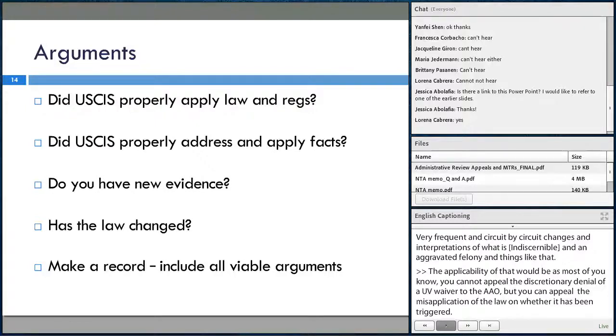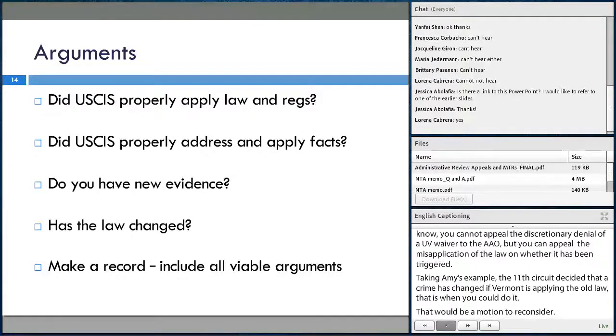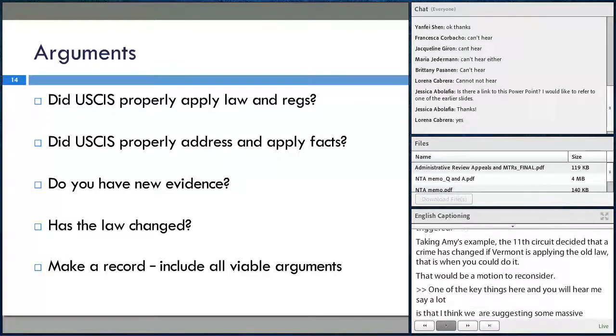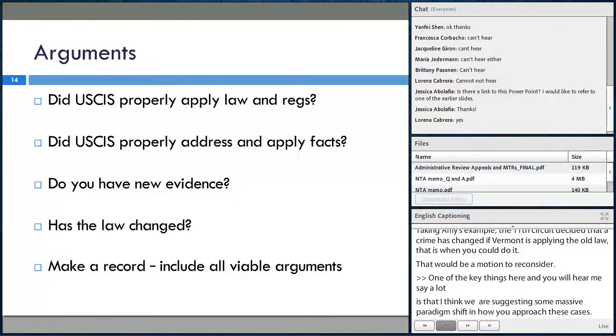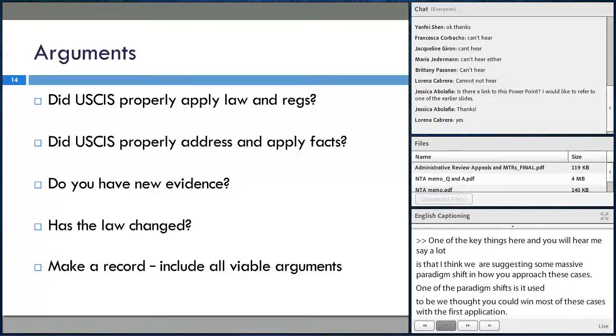Yeah. Okay. And then one of the key things here, which is one of the things you'll hear me say a lot, since some of you have heard me for 20 years talking, is that I think we're suggesting some massive paradigm shifts in how you approach these cases. And one of the paradigm shifts is, it used to be we thought that you could win most of your cases with your first application. So we weren't suggesting that you make a huge record or create a lot of legal arguments. Now we think this is more like when you're representing someone in immigration court, where you can't assume you're going to win at the first level.